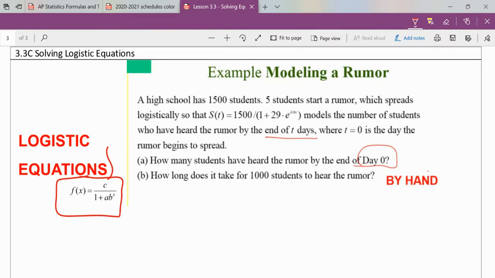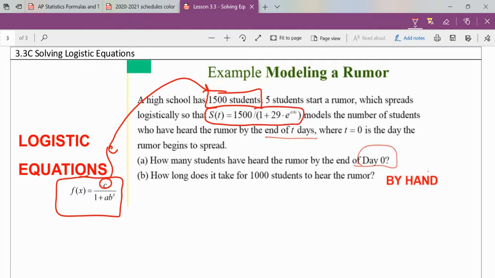We'll just start going into the problem here. So here, the high school has 1,500 students. So that's going to be our limit. That's going to be the top number in our problem here. So that's our C value that goes right there. It says 5 students start a rumor. So 5 students are starting this rumor, which spreads logistically so that here's our equation.